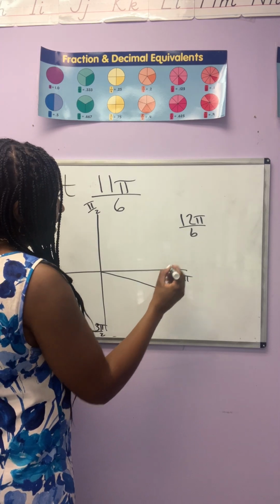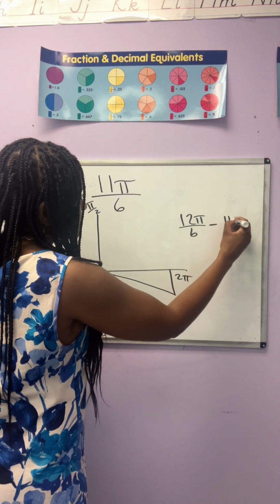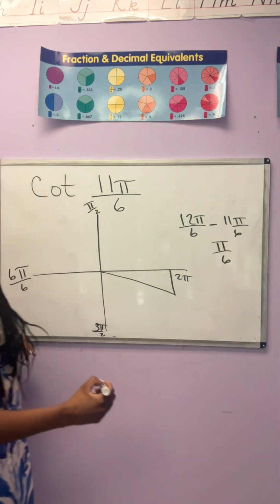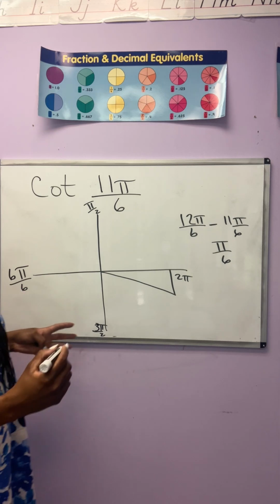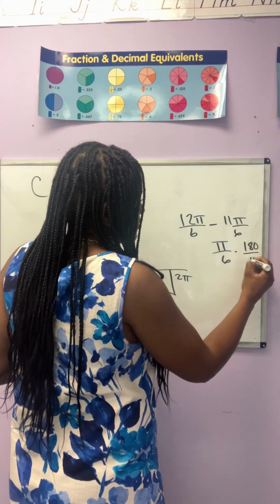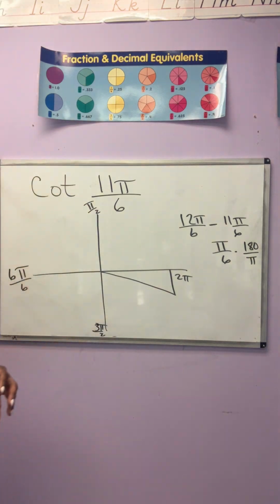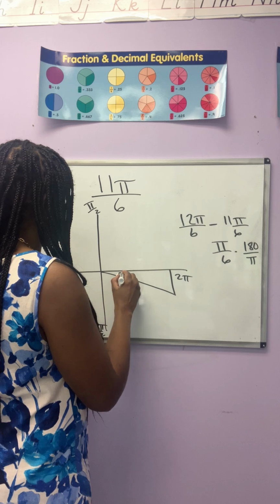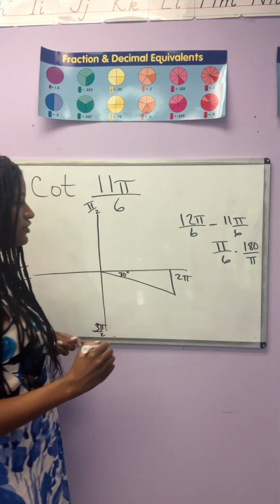And the difference between 12 pi over 6 and 11 pi over 6 is pi over 6, which is a 30-degree angle. You can figure that out also by using this formula. So we've seen that before. And if you cross multiply and then 180 divided by 6, it will give you 30. So we have a 30-degree angle.